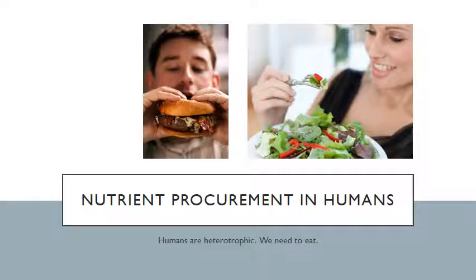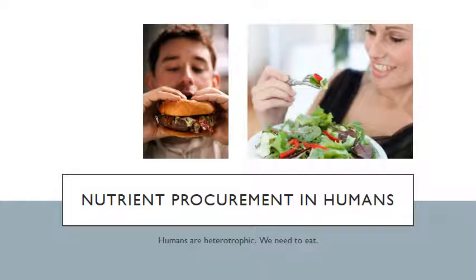Now, you guys are heterotrophs. That means you have to take in nutrients from the environment. You cannot produce your own organic molecules. You need to get nutrients from those organisms that can make organic molecules. What are those organisms that can make organic molecules from non-organic sources called?